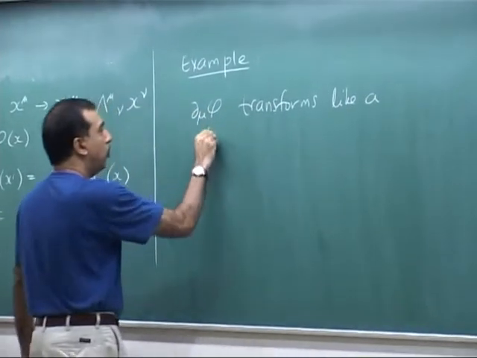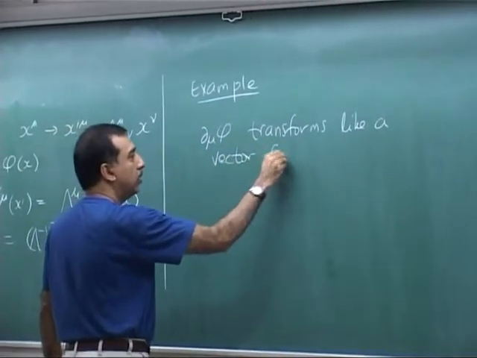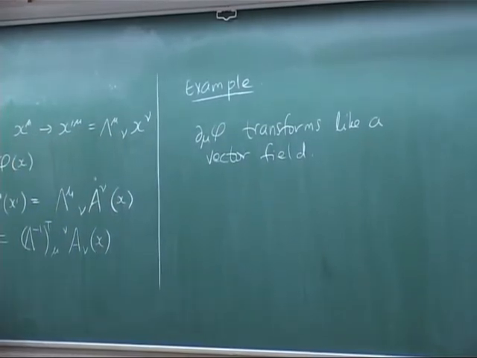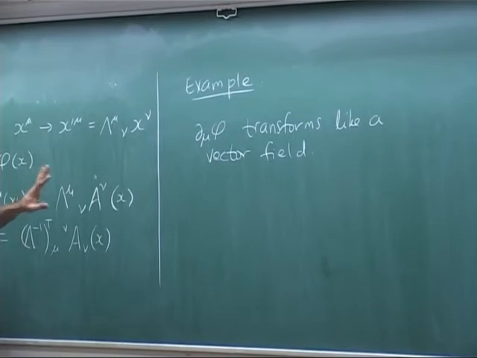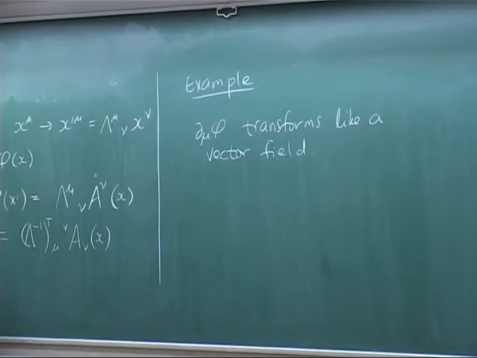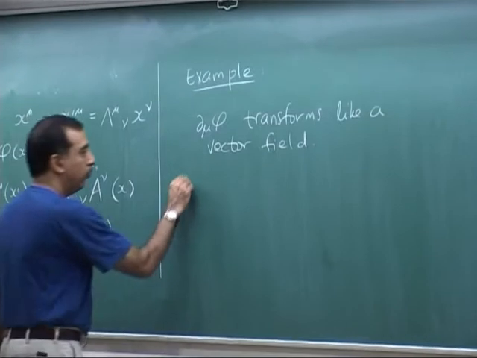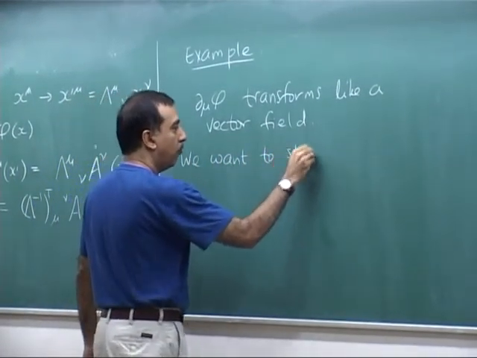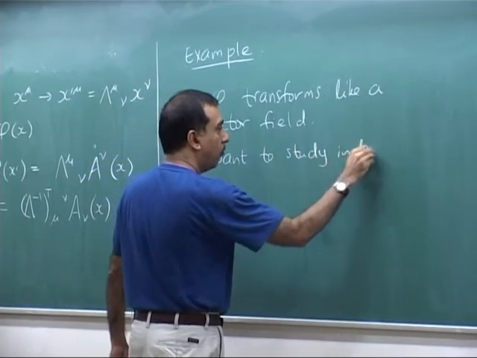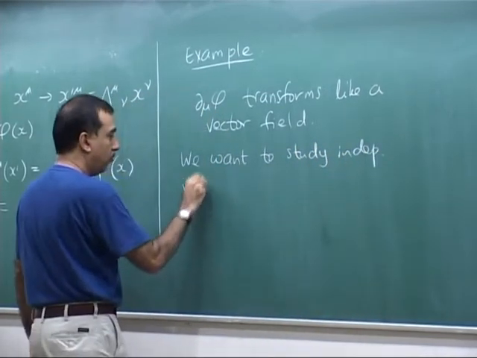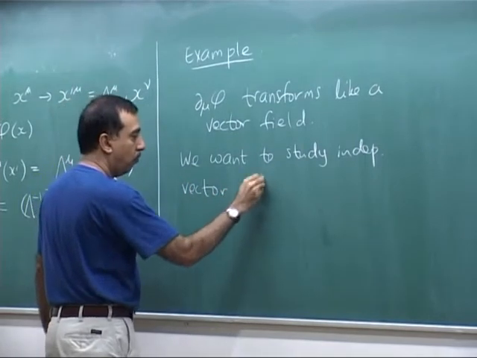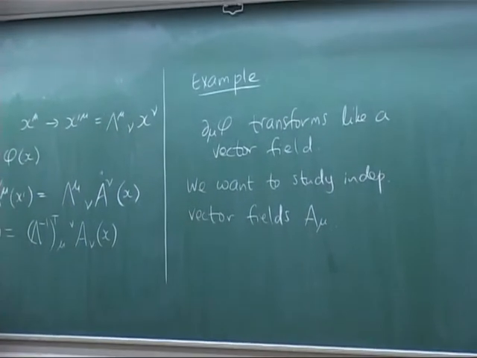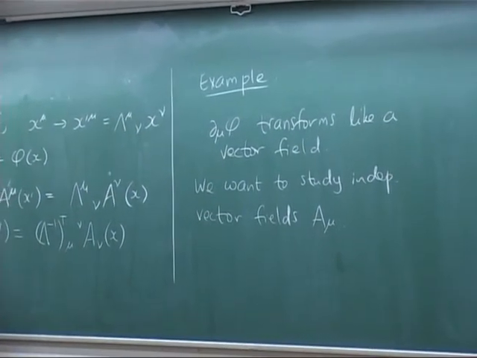And it will turn out this property that del mu phi transforms like a vector field will have some important consequences. But of course, the vector fields we want to study are not of the form del mu phi. They are just independent vector fields, not necessarily of this form. But that form shows that such things do exist.